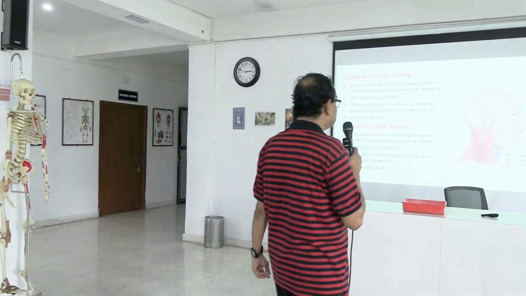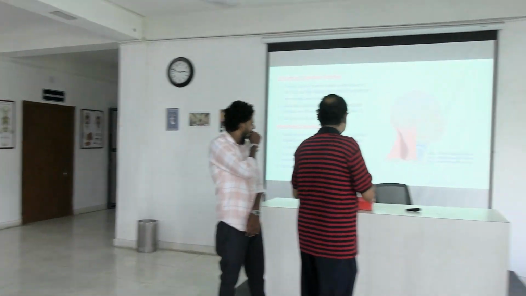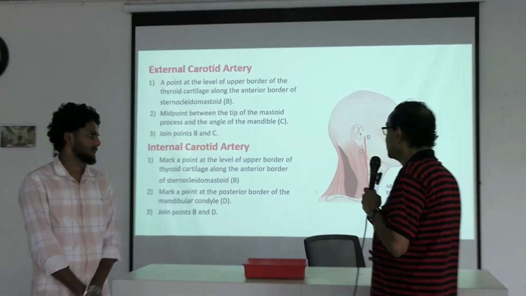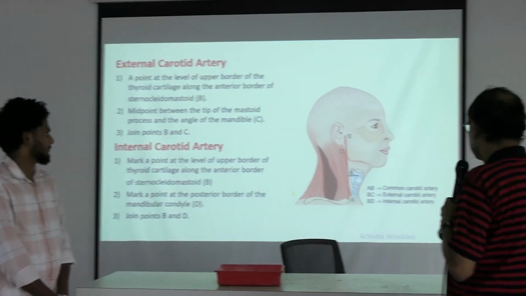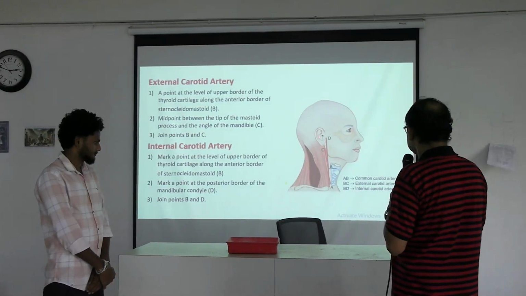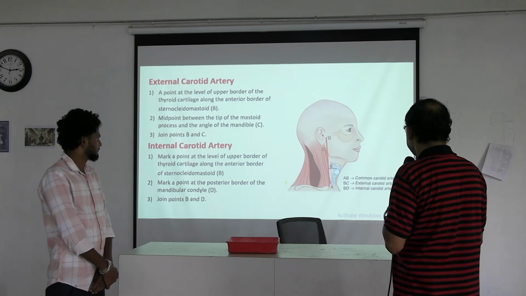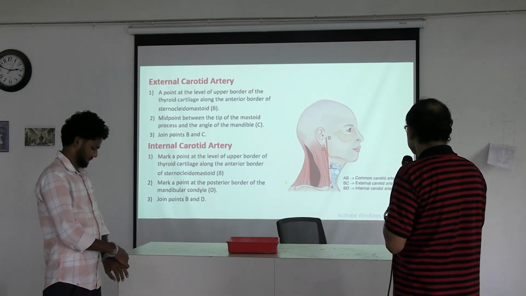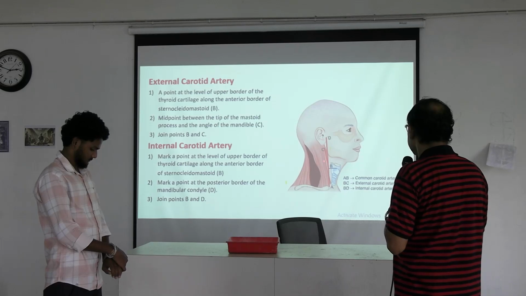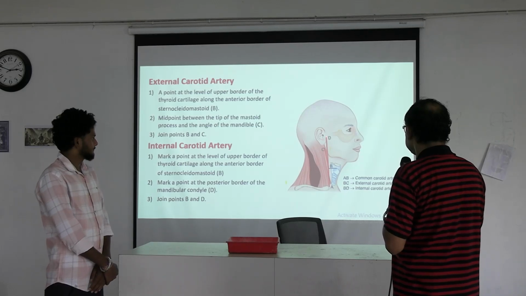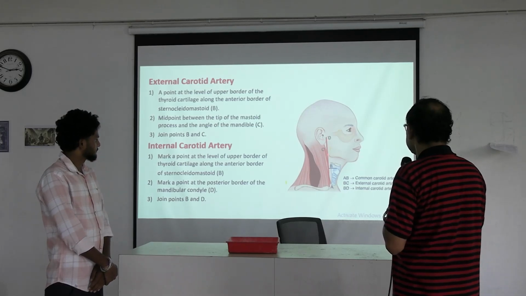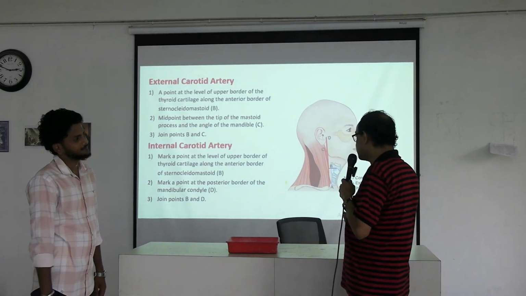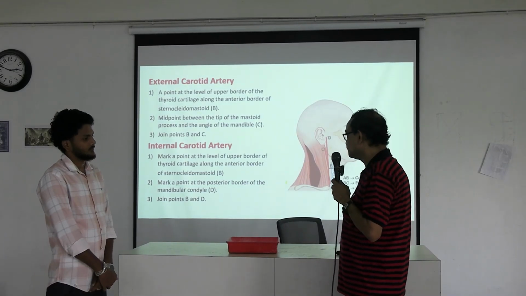So these are the branches. You can see the external and the internal carotid artery. So this is AB, the common carotid. B to C, BC is the external, and medially, that is the internal carotid artery. Okay. And the internal carotid has got no branch.